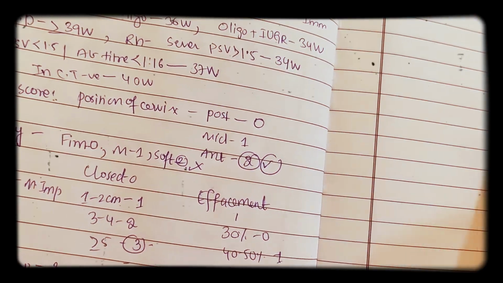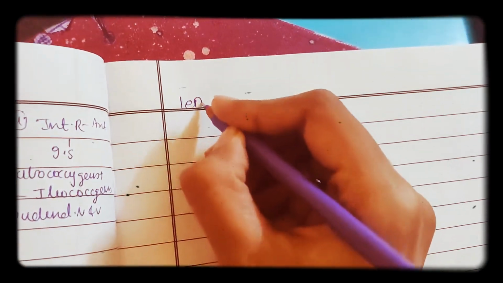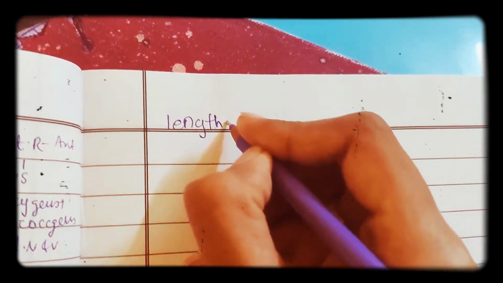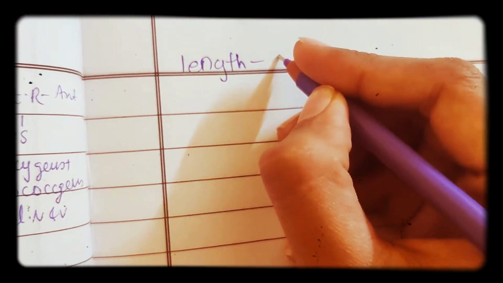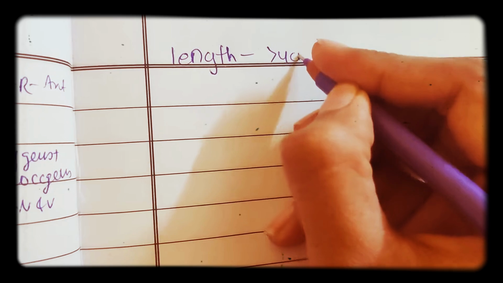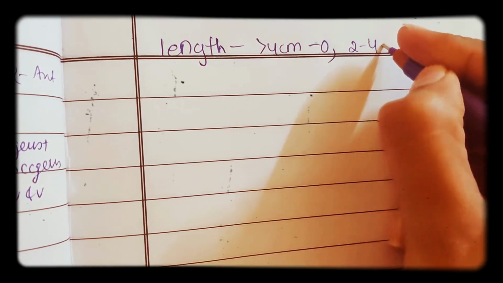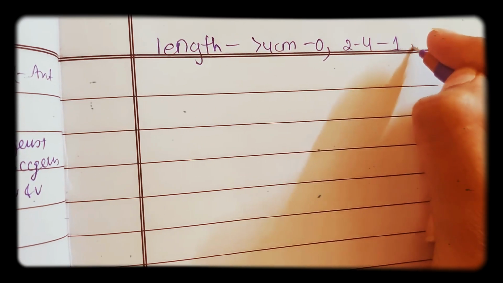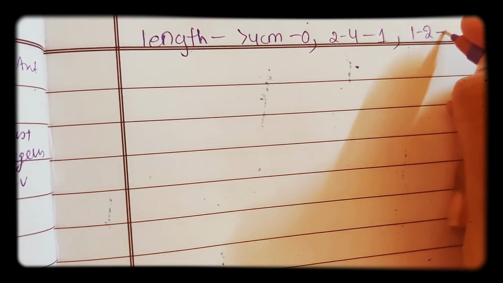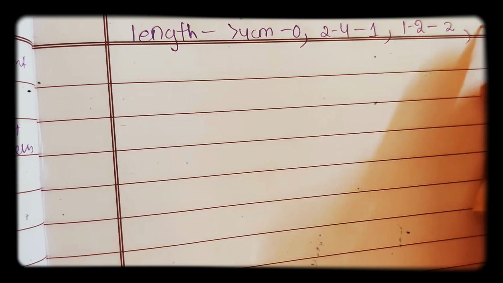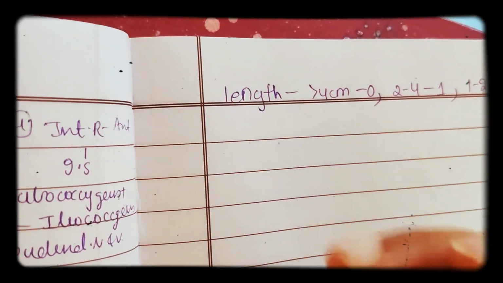Now coming to modified Bishop score. In modified Bishop score, we have another parameter, that is the length. Here we take the length of the cervix, right? If the length of the cervix is greater than 4 centimeters, then the score is 0. If the length of the cervix is between 2 to 4, the score is 1. If the length is between 1 to 2, the score is 2. If less than 1, the score is higher, 3. So this is about the length of cervix.